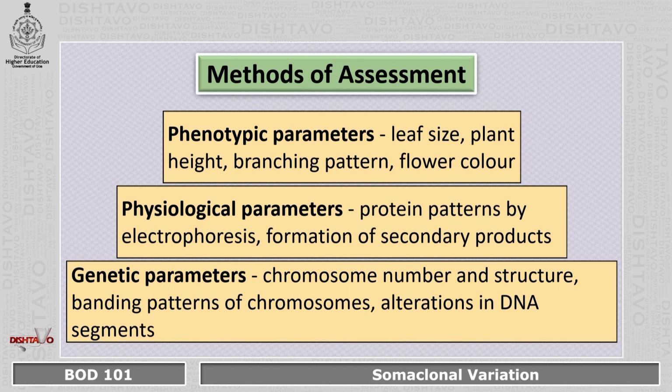Physiological parameters: the protein patterns can be analyzed by electrophoresis. Formation of secondary products such as steroids or alkaloids can also be analyzed. Genetic parameters: the chromosome number and structure, banding pattern of chromosomes, and alterations in DNA segments can also be analyzed.